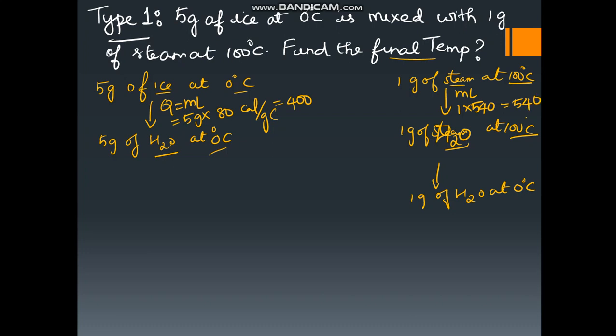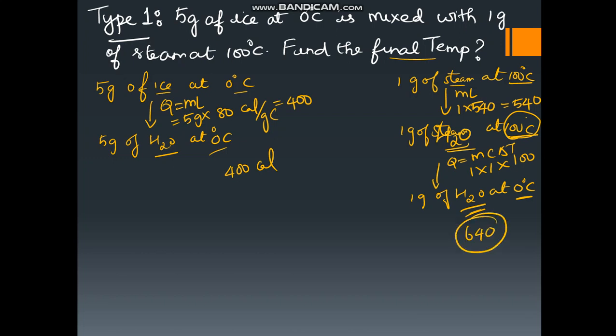Next, water is converted to water, same phase is there, but temperature 100 degrees Celsius to 0 degrees Celsius, so change in temperature, so mc delta T. So 1 into specific heat capacity of water is 1 calorie per gram per Celsius into delta T is 100 minus 0, which is 100. So this side totally it is 400 calories, this side it is 640 calories. So the steam has 640 calories, which is greater than this 400 calories. So steam can completely melt ice.